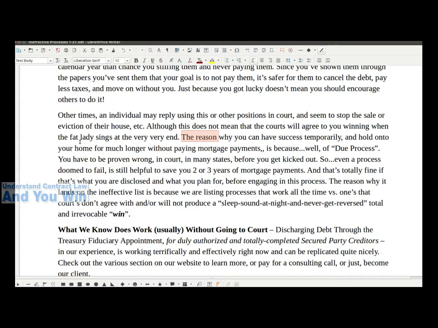The reason why you can have some successes temporarily with trying almost anything and hold on to your home much longer without paying any mortgage payments is, well, because of due process. We all know what due process is, right?